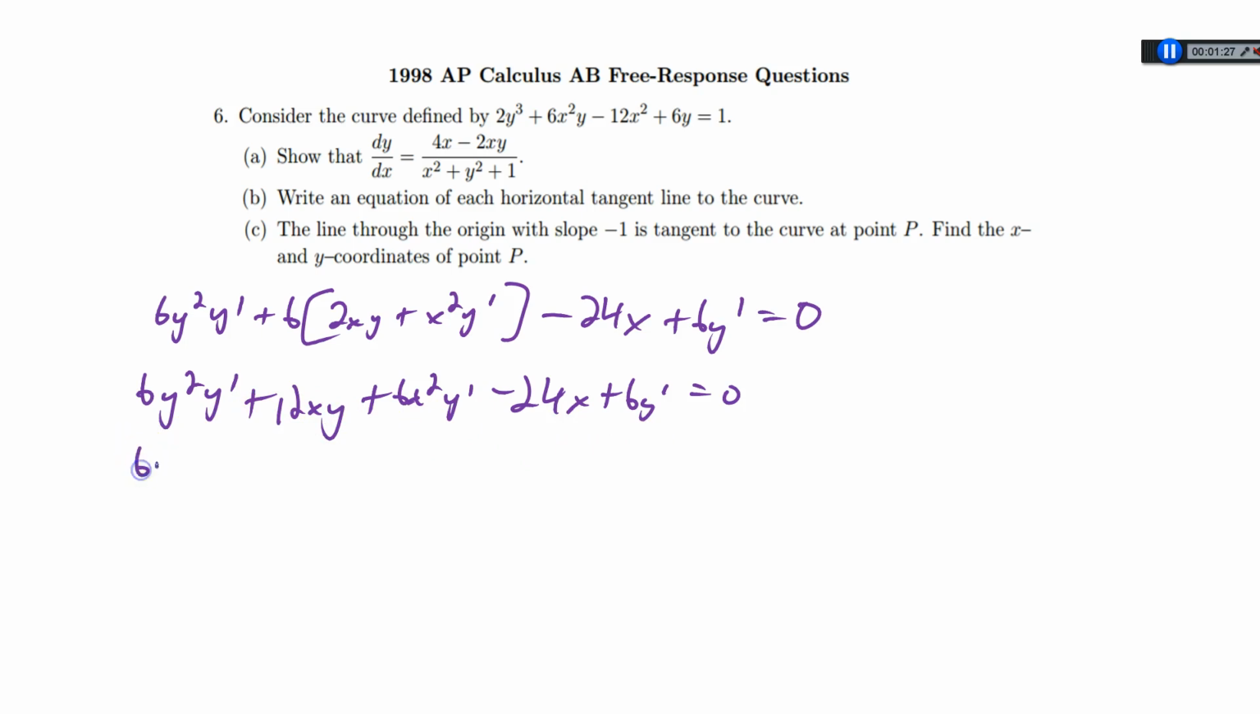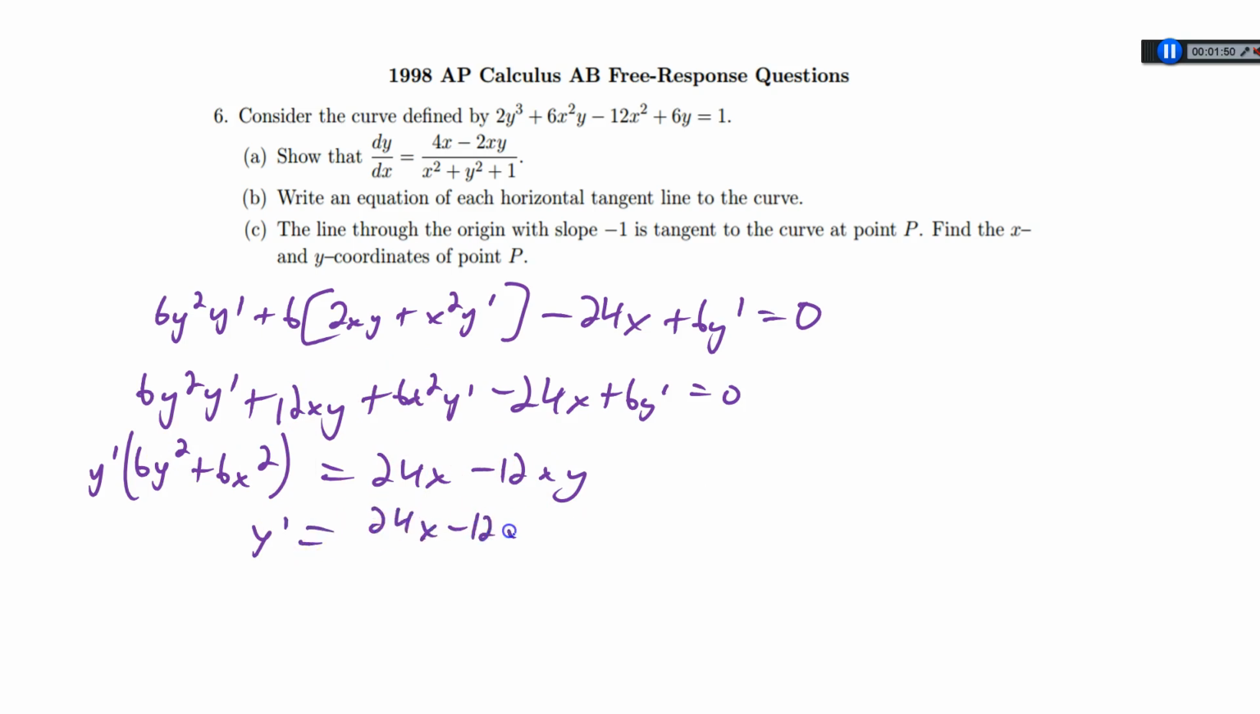So I'm going to have 6y squared y prime. I'm going to pull the y prime out: 6y squared, and then plus 6x squared. And I'll move everything to the right side. So we'll have 24x minus 12xy. And now we can divide. So y prime is 24x minus 12xy divided by 6y squared plus 6x squared.